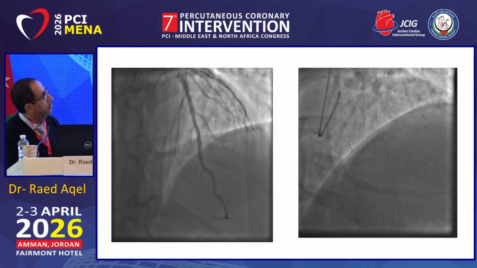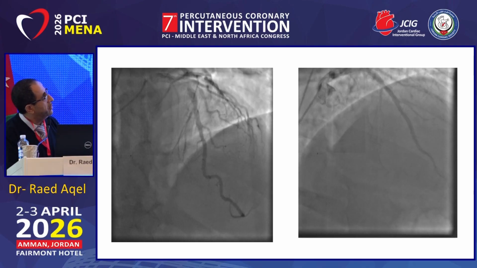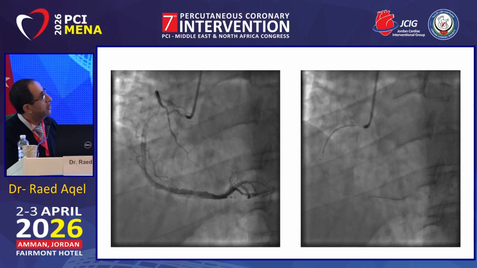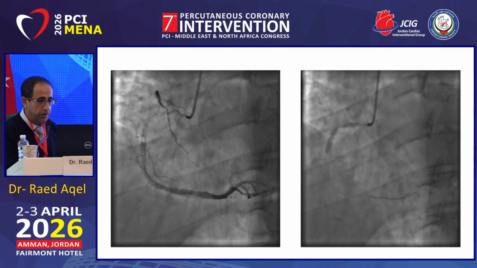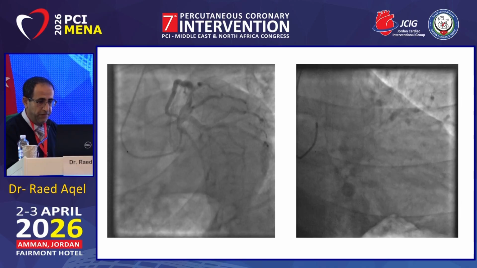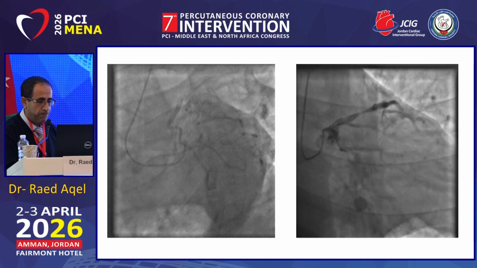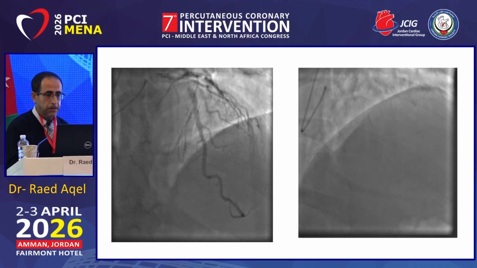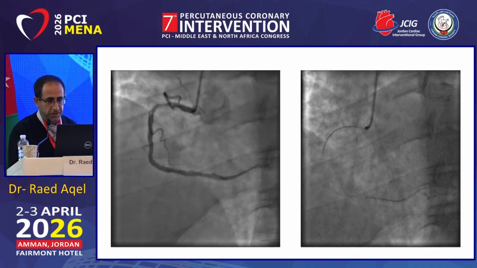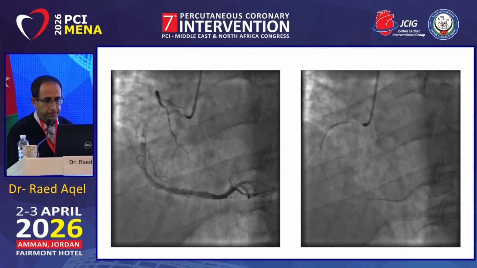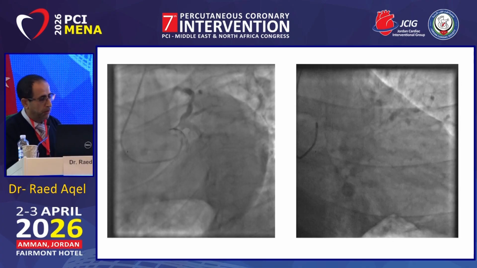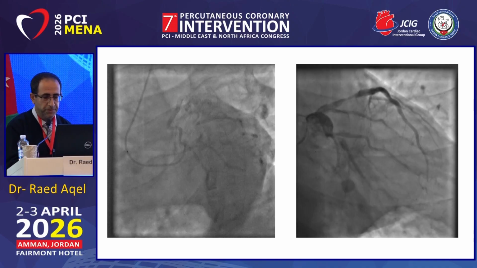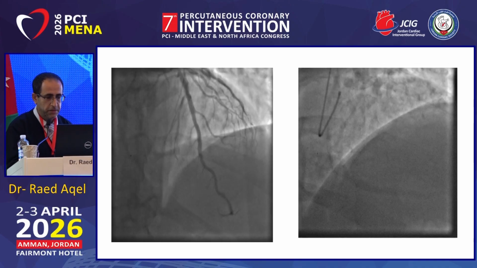We appreciate in the LAO caudal that there is significant LAD disease in the proximal to mid segment. You see it more clearly in the RAO caudal, showing a 90-95% mid LAD. There is some circumflex obtuse marginal disease with some ectasia. And that's the culprit. As all of you know, it's a simple case, a simple angioplasty case.